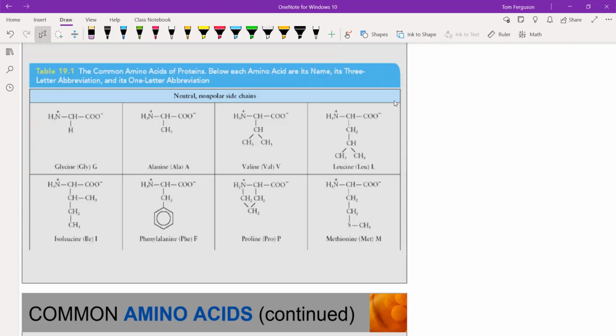Now this is glycine. This is the one that is neither D nor L, and all the rest of these are L. These are L, L, L, L, and so on. Okay, so these are all neutral. Basically, we've got just a methyl group here, an isopropyl group here, an isobutyl group here, and nothing with any charges.